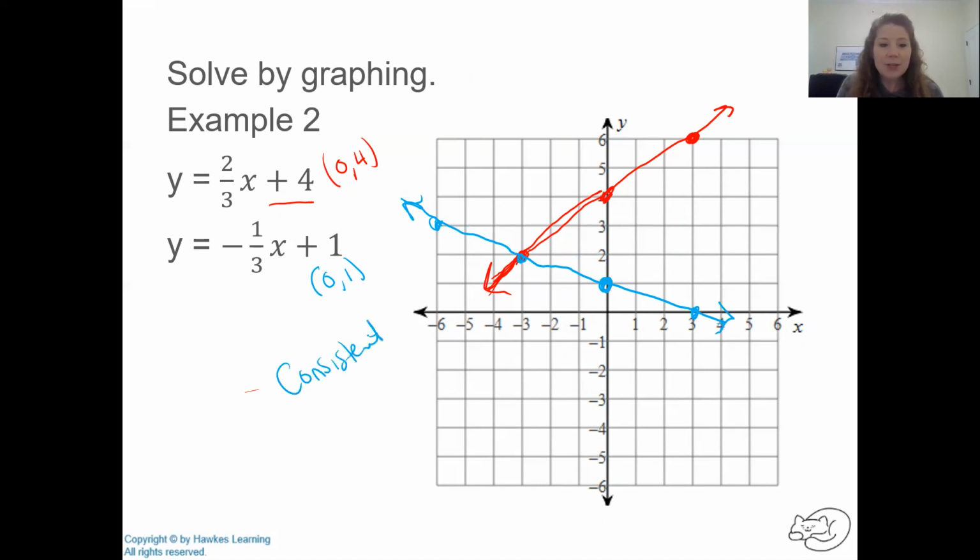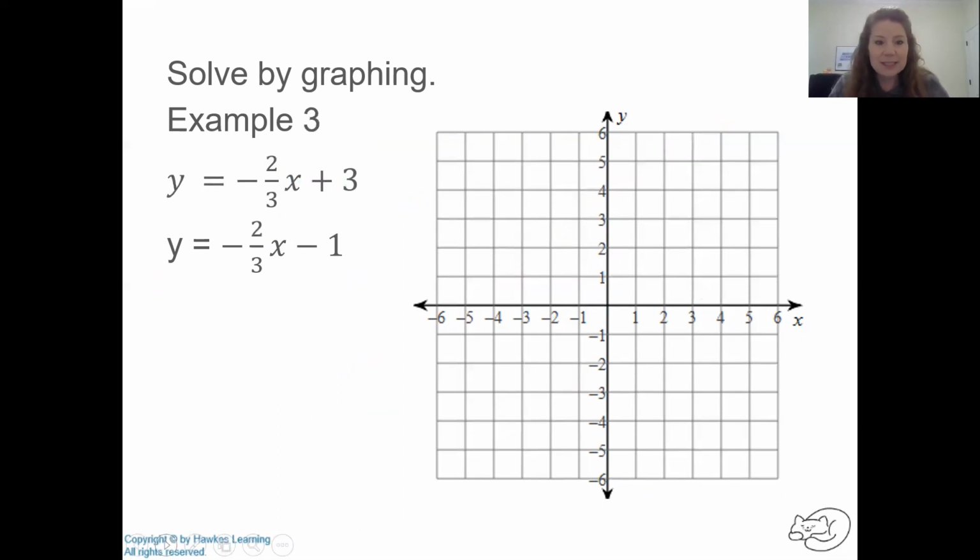Hopefully you're doing this with me on your paper. And what is this coordinate? So if I start at the origin, I go left 3, up 2. If I plugged in 3 for X and 2 for Y for both of these equations, we would get correct answers. All righty.